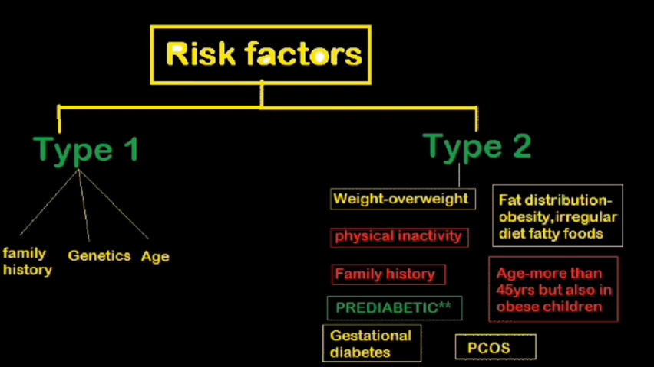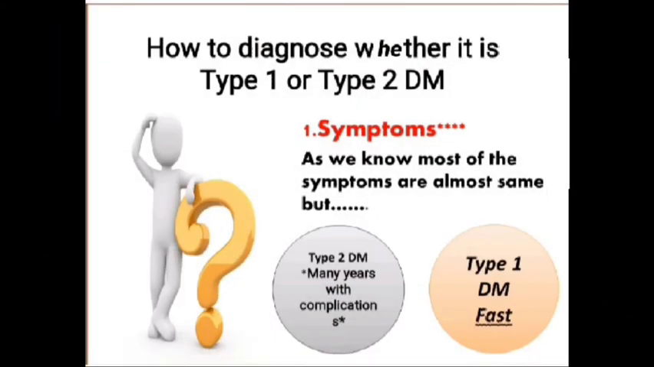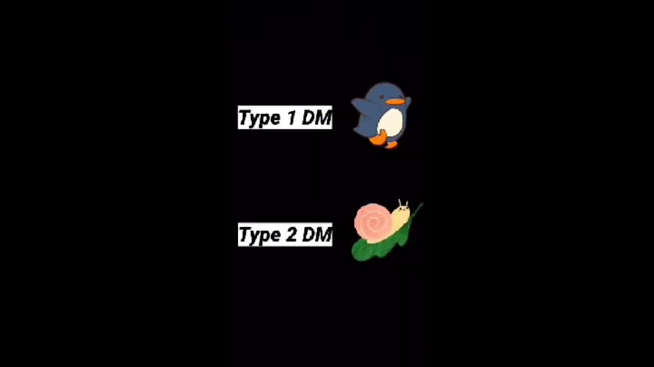Now, a very big question, how to diagnose whether it is type 1 or type 2 diabetes mellitus. First, based upon symptoms, as we learned, most of the symptoms are almost similar in type 1 and type 2, but they present in very different ways. In type 1, symptoms develop fast, typically over the course of several weeks, but many people with type 2 won't have symptoms for many years. They develop slowly over the course of time. Some people with type 2 have no symptoms at all until complications develop.